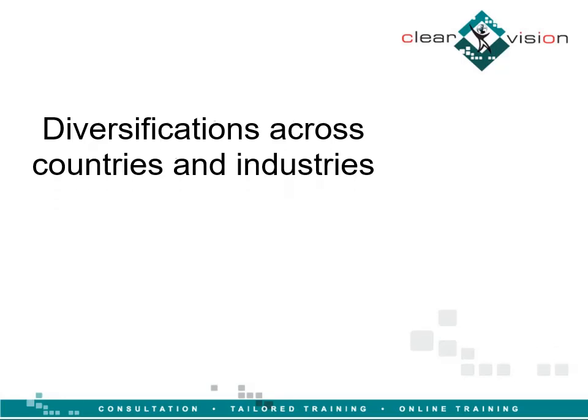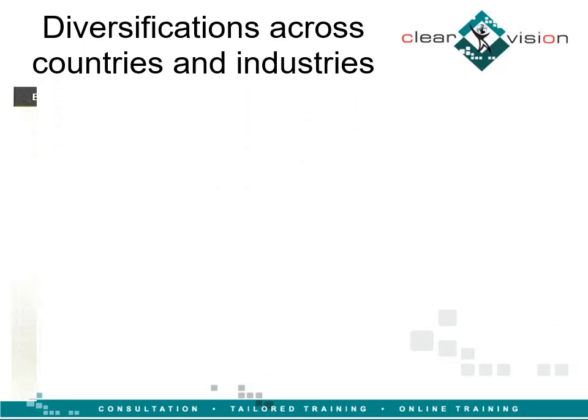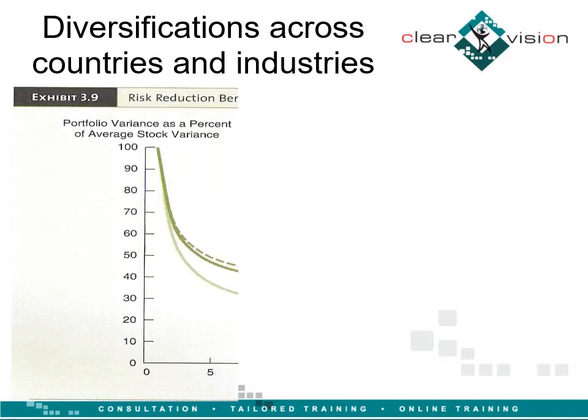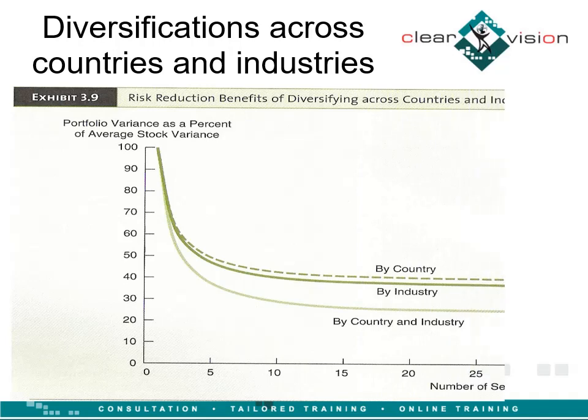Diversification across countries alone or diversification across industries alone can reduce standard deviation, but only to a limited degree. A significant reduction in standard deviation can be achieved if diversification happens across both countries and industries simultaneously.